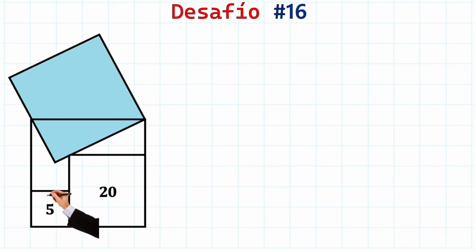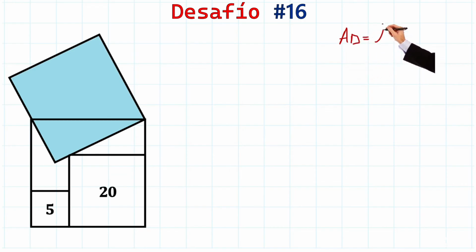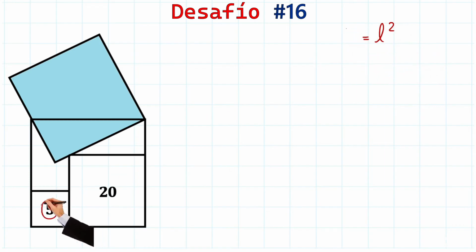So you know that the area of a square is equal to the side squared. So we can replace this area of the square with the value we have here, which is 5. Alright, and what do we do to find its side?